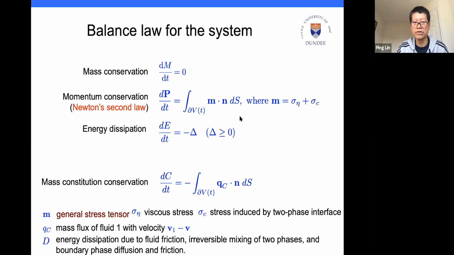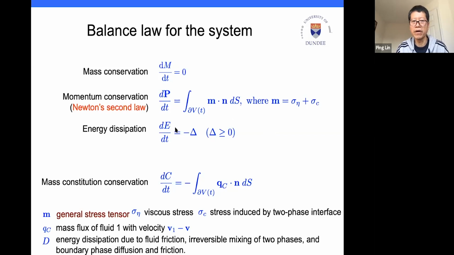But in this paper we write this m as including two terms: one is the classical one, the other is the stress for the interface. Anyway, these are just the same as before.